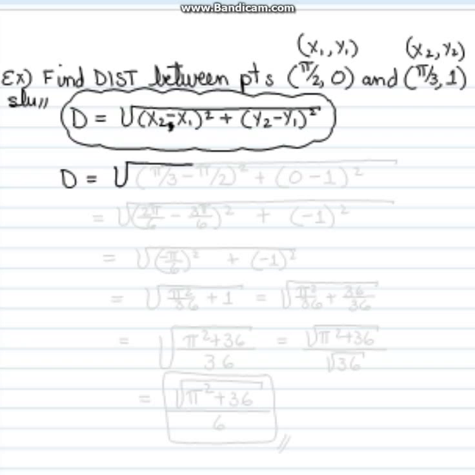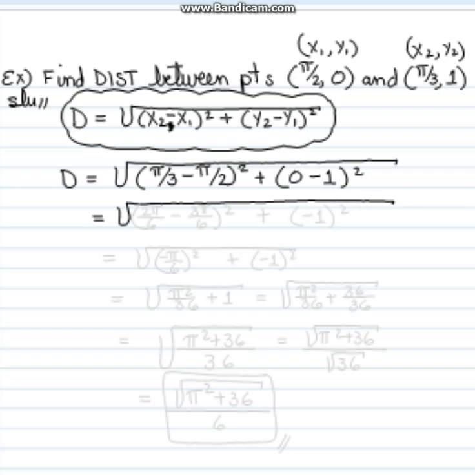So D is equal to the square root of, parenthesis, pi over 3 minus pi over 2. Those are the values, x sub 2 minus x sub 1, parenthesis squared, plus 0 minus 1, parenthesis squared. Simplify, we get a common denominator, 2 pi over 6 minus 3 pi over 6 squared. See, we have a common denominator of 6, so we rewrote each of those fractions with a denominator 6, so we can subtract them. And then add negative 1, parenthesis squared. Now, the first parenthesis gives us negative pi over 6 in parentheses squared plus negative 1 squared.